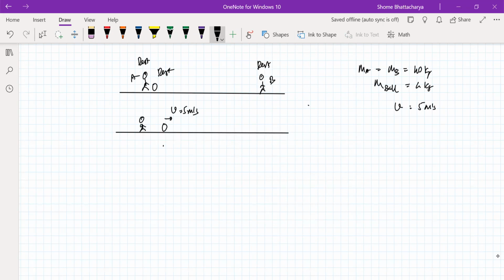So what is the impulse that A will experience? From that we'll calculate the velocity. The impulse that A will experience in the backward direction will be mass of the ball into V. So that will be 20 Newton seconds. As a result of this, if we say A's velocity is now V1, so V1 will become 20 divided by 40. So that's 0.5 meters per second.